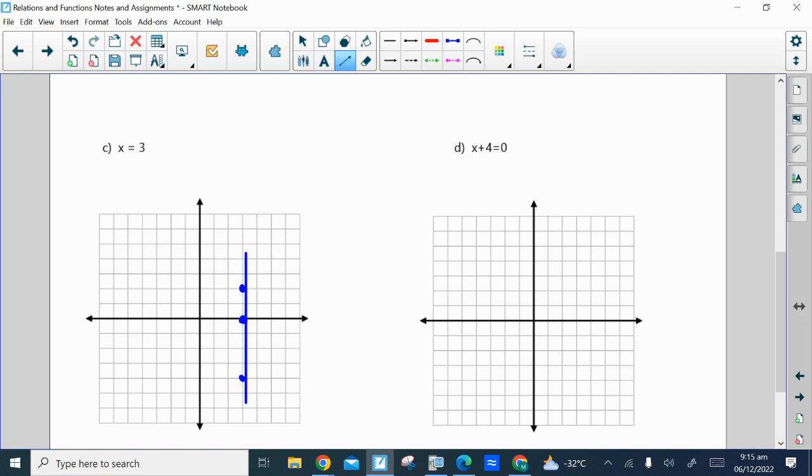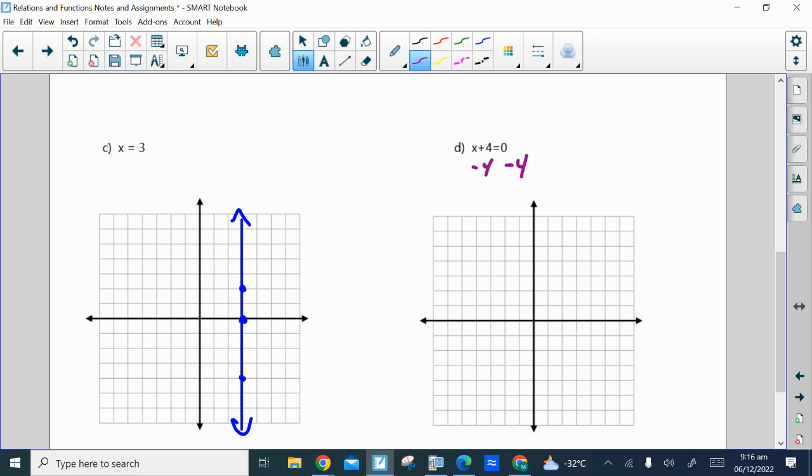This line is a vertical line. It's parallel to the y-axis. That's the graph of x equals 3. No matter what happens to the y value, it will never change the value of x. It'll always be 3. So to know what x equals, you have to get x by itself. And so for question D, we need to do that step. We need to get x by itself by subtracting 4 from both sides. And this gives us the equation x equals -4, because on the right, 0 take away 4 is -4.